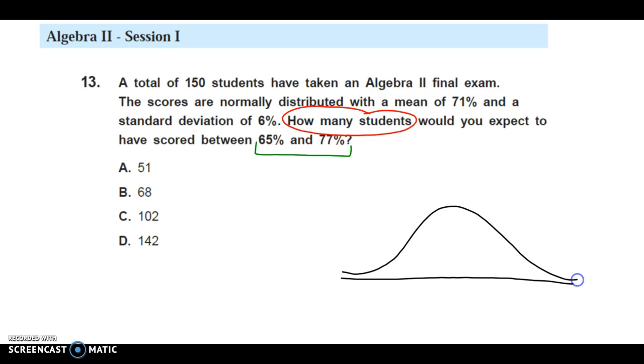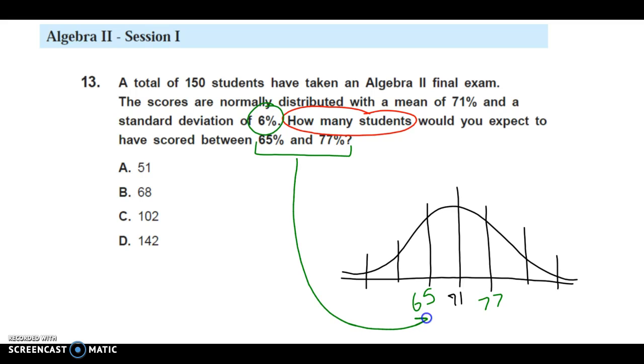So I'm going to go ahead and create my normal curve. You might have to do this on the EOC on your own. Here's the mean in the middle, and the mean, they tell us, is 71. Then we have 1 standard deviation, 2 and 3, and it tells us each standard deviation is 6%. So 71 plus 6 is going to be 77, and 71 minus 6 is 65. At that point, you're probably realizing that's what they're asking us.